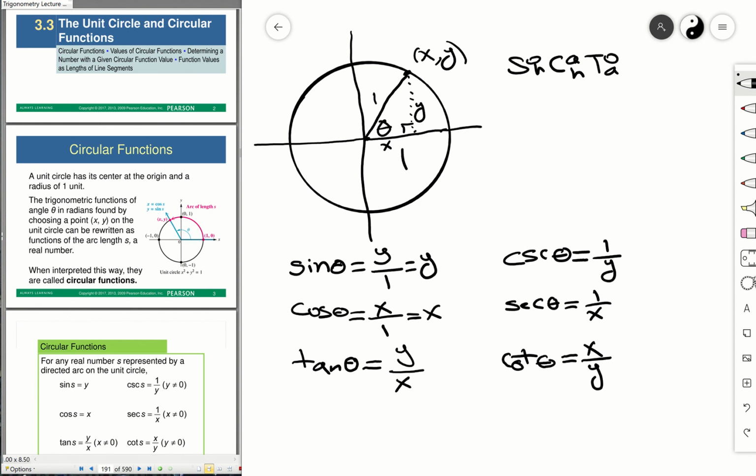Now, when defined in this manner using the unit circle, the trigonometric functions get the name circular functions. So, for obvious reasons. So, the amazing thing is that no matter what angle you look at on the unit circle, then the coordinates of the point of interception of the terminal side with the unit circle will be precisely the sine and cosine. The x value will be the cosine of the angle, and the y value will be the sine of the angle.